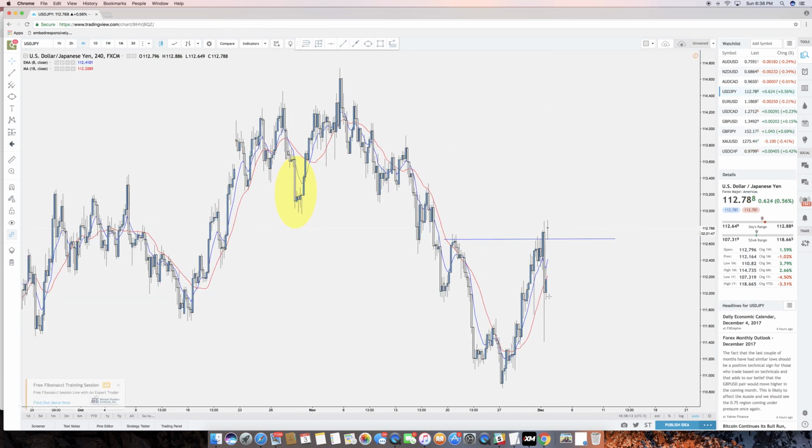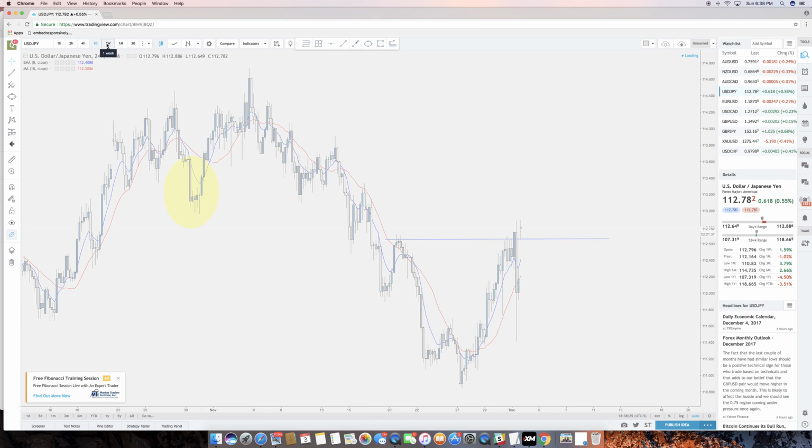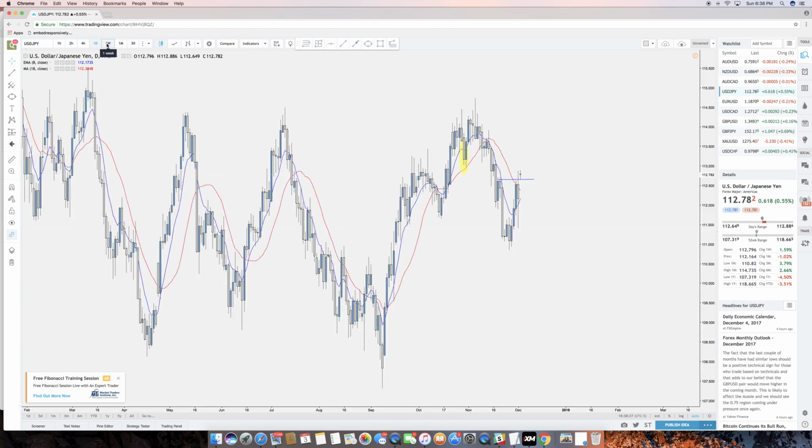So identifying a trend is not hard. It's literally common sense. If a trend is going down, you're on a downtrend. If a trend is going up, you're on an uptrend. And I always try to go for higher time frames first, because it helps you clear up all the noise and everything that you might encounter on lower time frames.